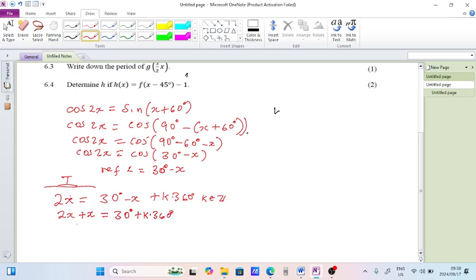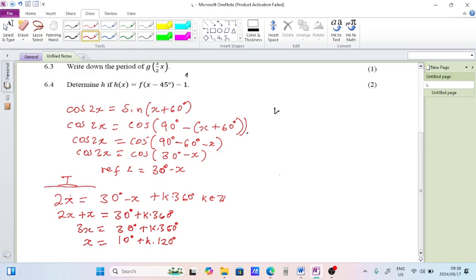Now what do we have this side? We'll have 3x equals 30 degrees plus k dot 360 degrees. Then now what do we have? We have to divide throughout by 3. So x equals, what is 30 divided by 3? You get 10 degrees plus k dot 360 divided by 3, 120 degrees. Now that will be the first part of the general solution.